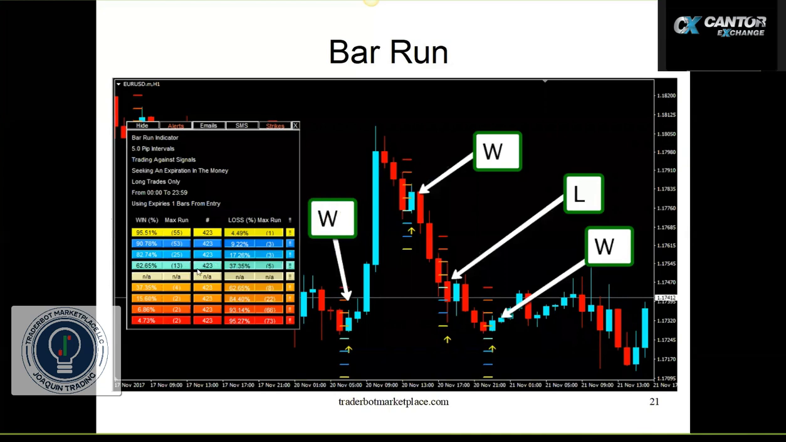That means that out of the past 423 signals that it has fired off, it has won a max consecutive run, or it's won 13 times in a row when this has happened. How many times did it lose in a row? 5. Only 5 times did it lose in a row. Like, let's say this signal was a loser, that's a loser, that's a loser, and that's a loser. So it did that 5 times somewhere within the past 423 signals that it fired off.